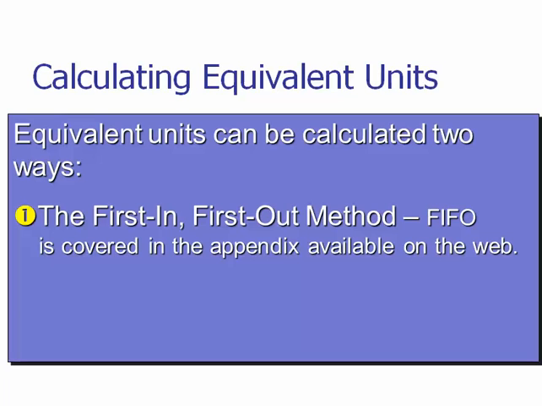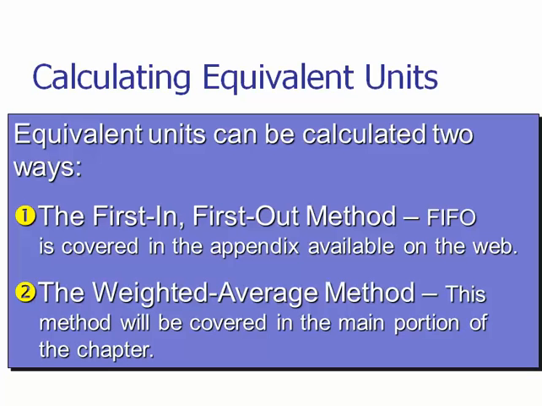Equivalent units can be calculated two ways. The first way is the first in, first out method, or FIFO method, and that's covered in the appendix of your text, and it's available also on the web. But we're going to focus primarily on the second method, which is the weighted average method. Under the weighted average method, we will combine or blend together all units of production. We'll take a look at an example in a few minutes.